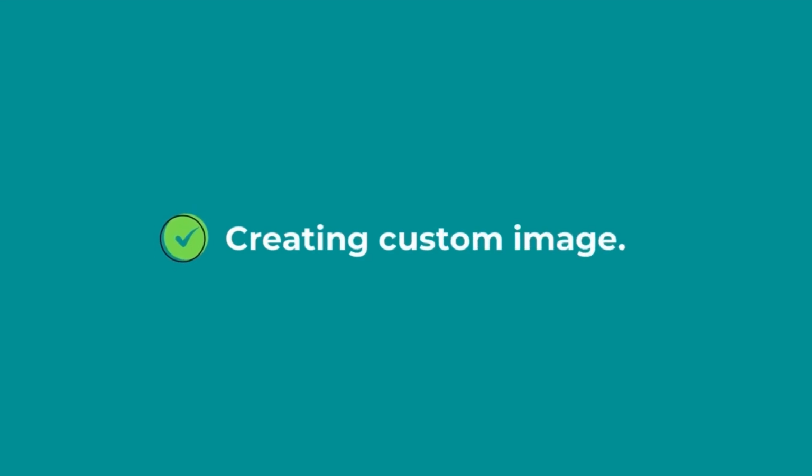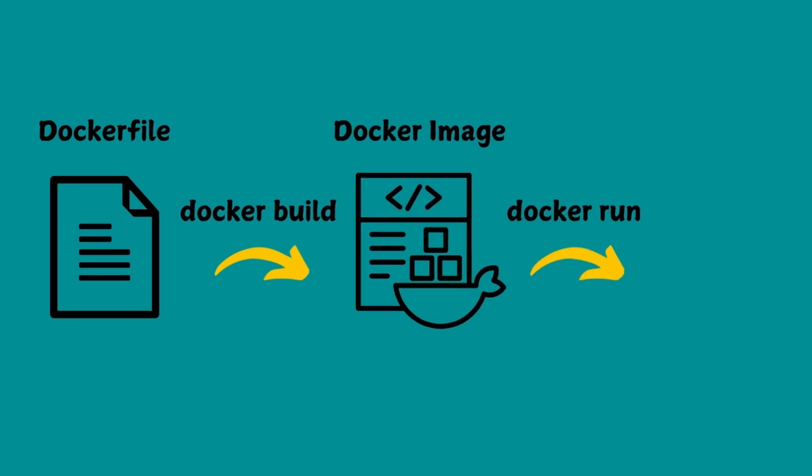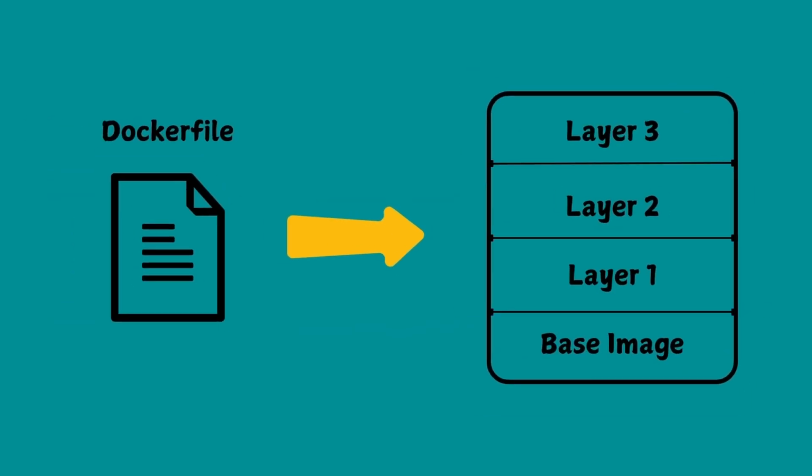To create our own image, we'll have to write a set of instructions in the Dockerfile and run it. Each instruction in the Dockerfile creates a layer, so that whenever you're making any changes, only that layer is rebuilt. This really makes Docker very lightweight.